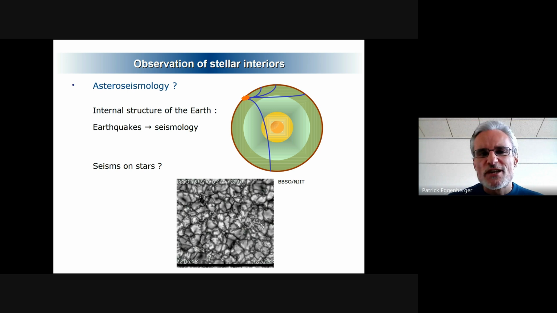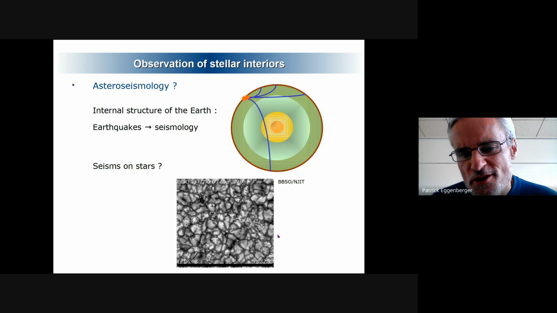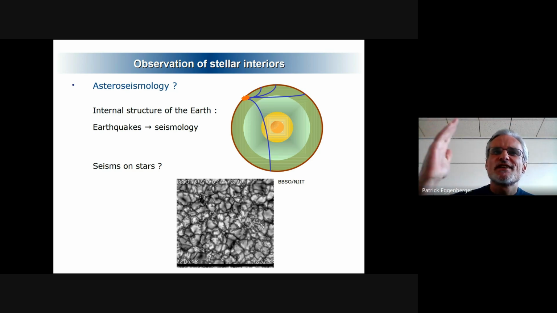So the question is, okay, we can do this for the Earth. Can we do this on stars? And the main question is, do we have quakes on stars? Is it possible to have this? And if you look at the surface of the sun, which is illustrated here, you see that you will have a lot of bubbles related to the convection in the external layers.